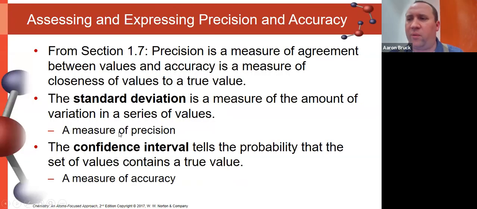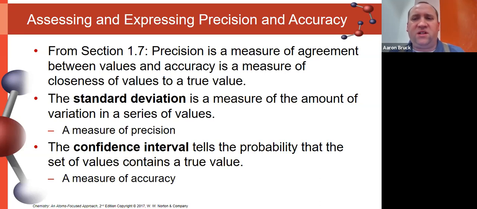Now, before we get into this, one final note to cap off the precision and accuracy discussion that we had at the end of lecture number 2, and that is, how do we actually show precision and accuracy? And the answer to that comes from your textbook, section 1.7.